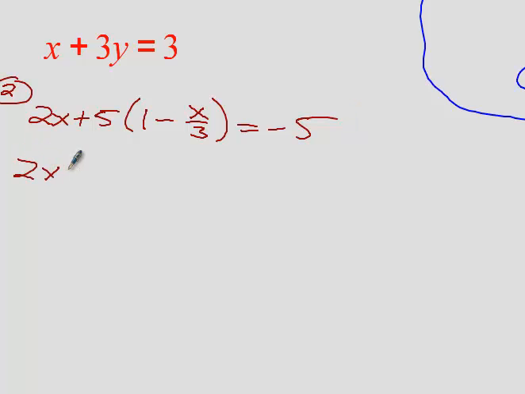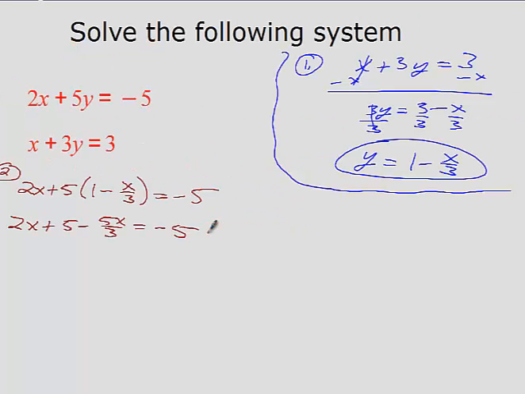So I'm going to solve for x. So 2x plus 5 minus 5x over 3 because you have to distribute. I have 2 x's, right? I need common denominators. Common denominator between 1 and 3 is 3, so this is going to become a 6 over 3. So 6 take away 5 is going to be x over 3 plus 5 equals negative 5.